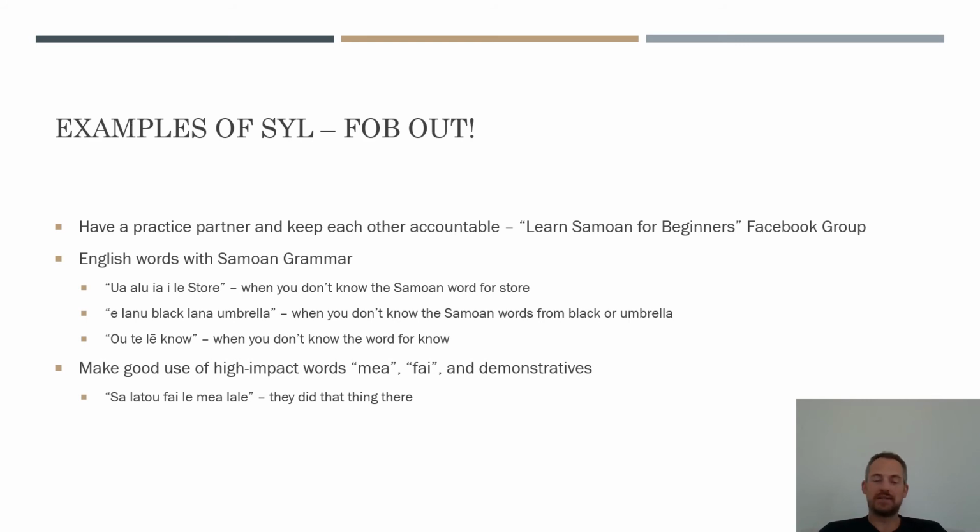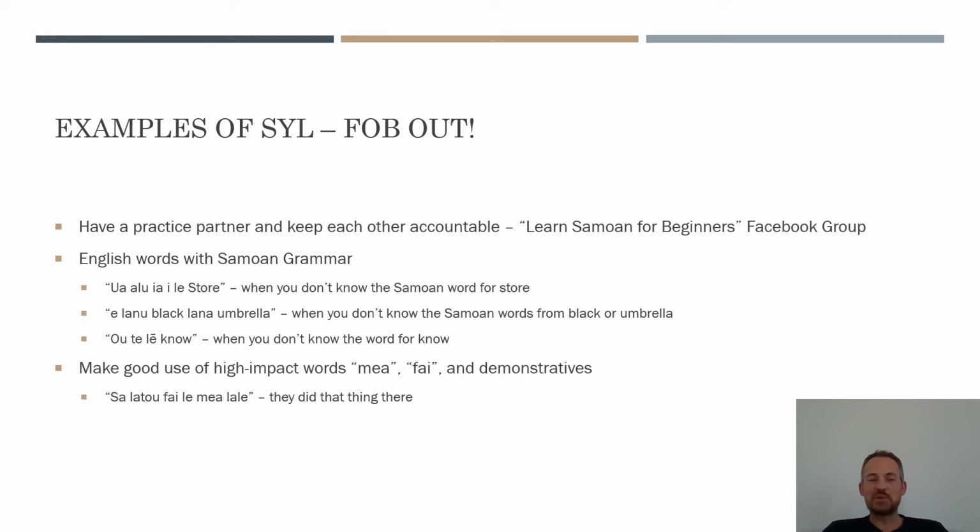"Hotele no." The other thing is you can also make good use of some high impact, very flexible words. The ones that come to mind for me are the word mea, which means thing in Samoan, the word fai, which is kind of to do, to make, to fix. It's a verb that you can put into a lot of different places, and then demonstratives, meaning this, that, those kinds of things. You can get by with a lot by using those words really well.